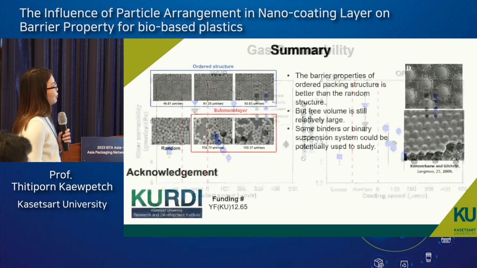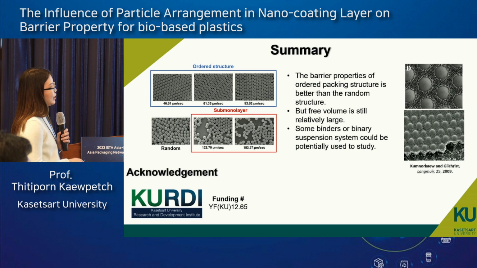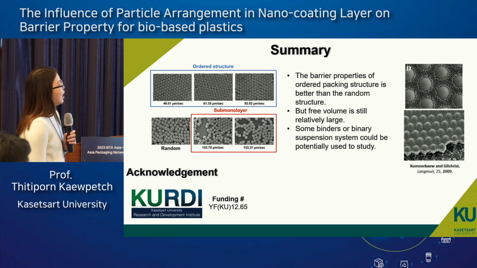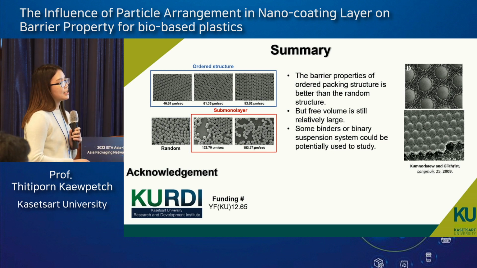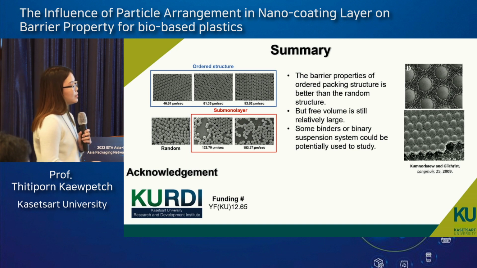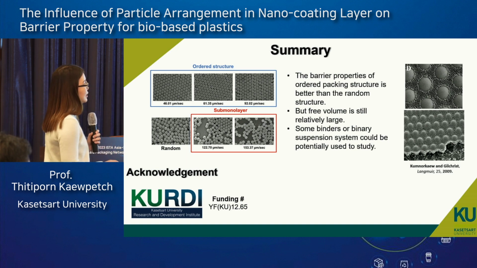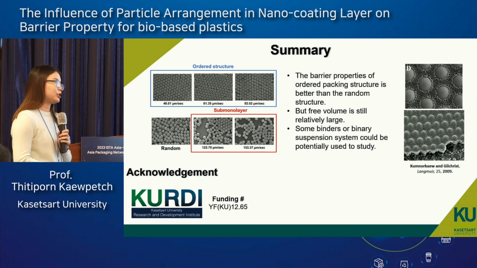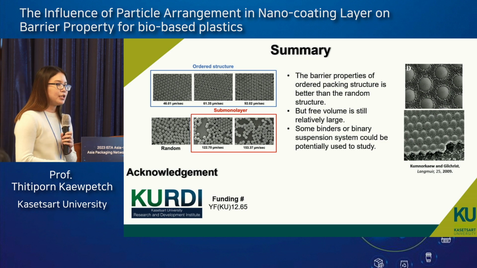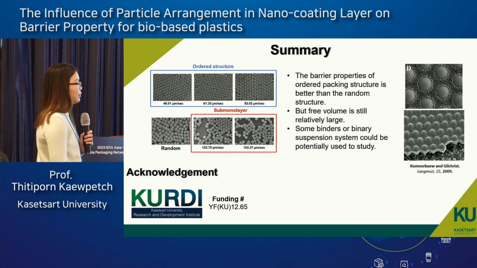So to summarize all the talk today, the properties of this ordered packing structure are slightly better than the random structure, but free volume still exists in these coating layers. So some binders or a binary suspension system could potentially be used and studied to improve the barrier properties here.